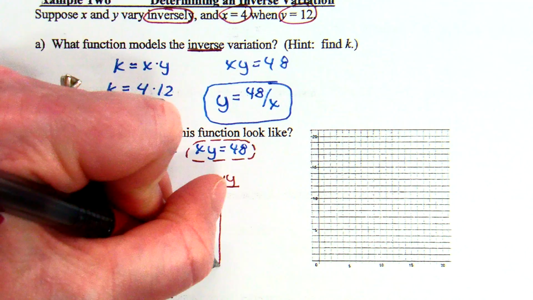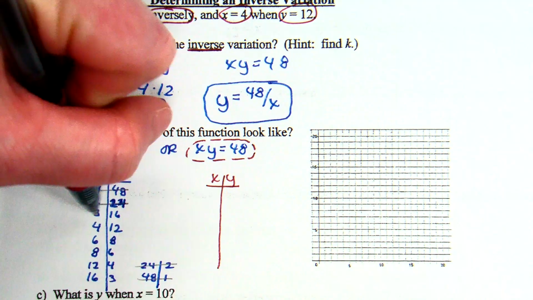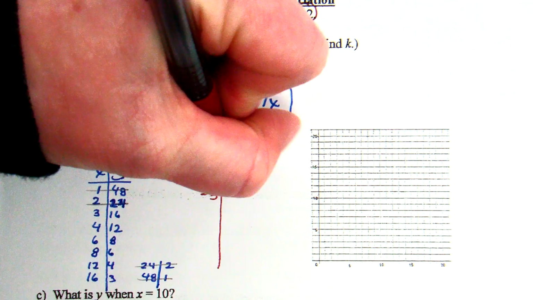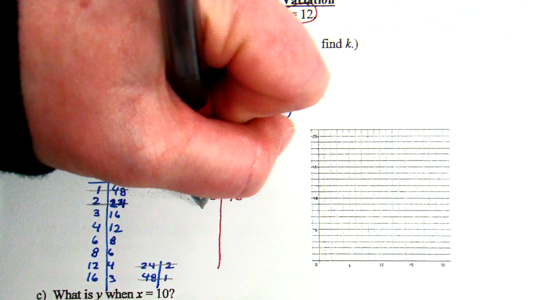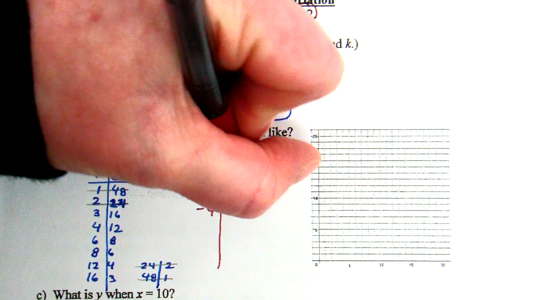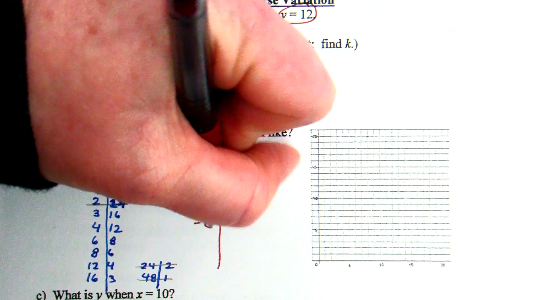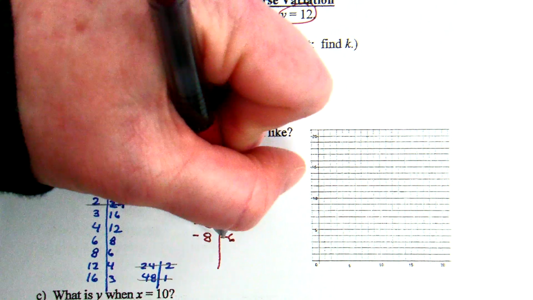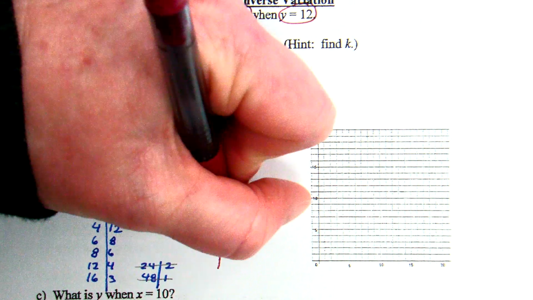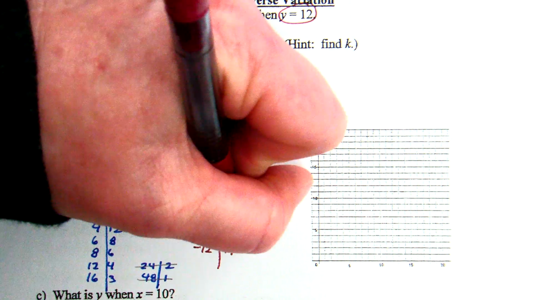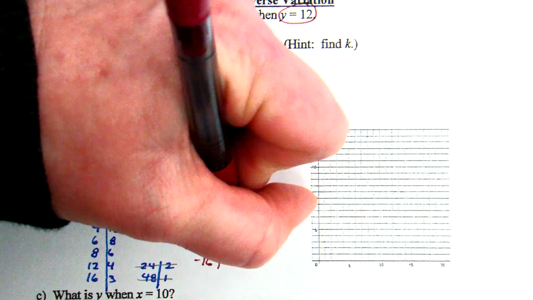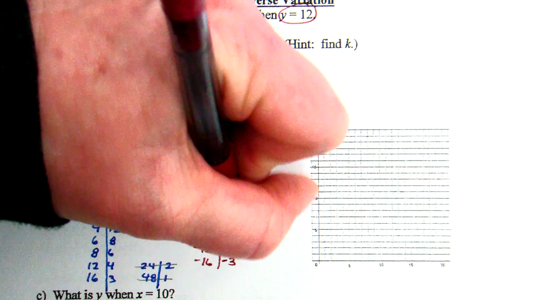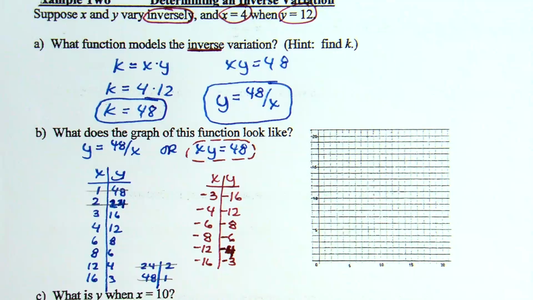Well, if I skip over the ones I'm not graphing, if positive 3 and positive 16 work, so does negative 3 and negative 16. Negative 4 and negative 12. Negative 6 and negative 8. Negative 8, negative 6. Negative 12, negative 4. Negative 16, negative 3. Sorry, that one was written a little weird.